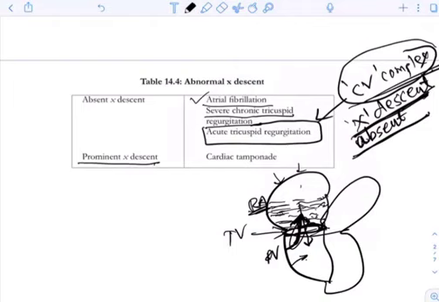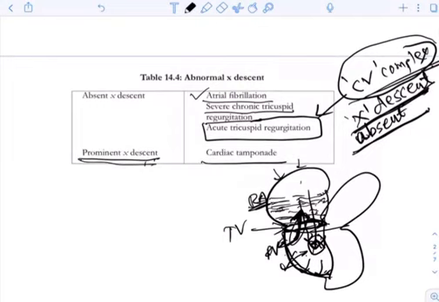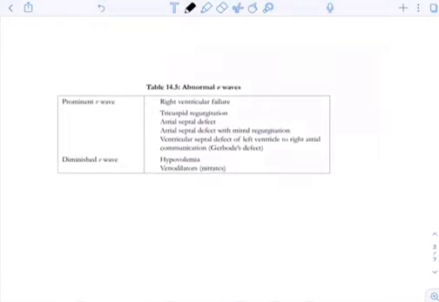So prominent X descent. In cardiac tamponade, what happens? There is restriction to the ventricle to relax, so it cannot relax, and the pressure inside the ventricle increases, and that's why the blood will come more forcefully from atria into the ventricle, and that's why there is prominent X descent in cases of cardiac tamponade. So the important thing about abnormal X descent to remember is the CV complex, where in tricuspid regurgitation X descent is absent. Next is abnormal V wave.